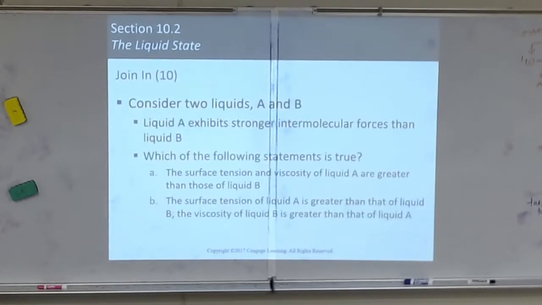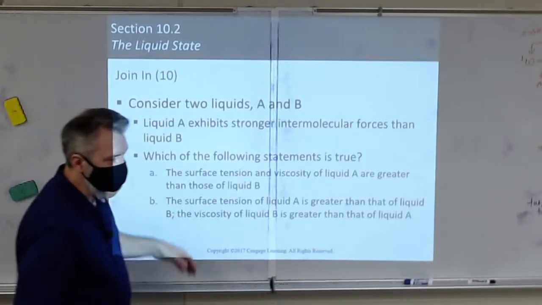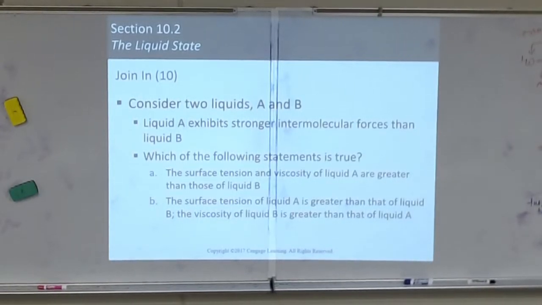So, all right, let's take two liquids. I've got A and B. I've got liquid A exhibiting stronger intermolecular forces. What are some of the following statements that are true? So I've got two, and I've got two on the next slide. Decide if A is true and write it down, and then B is true, and then we'll flip to the other ones. A is going to have stronger intermolecular forces than B.